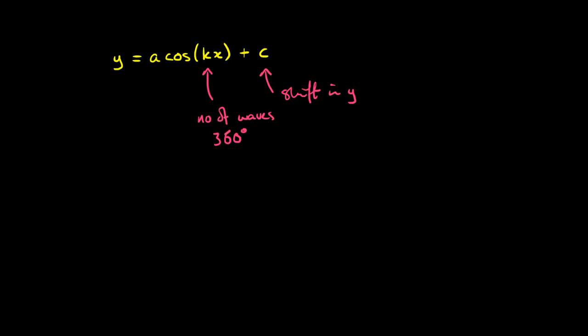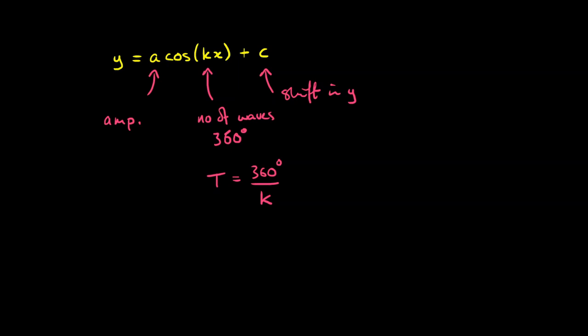Now, this is related to the period, right? Because the period is the size of one wave. So how could we get the size of one wave? Well, we would do 360 degrees divided by the number of waves in 360 degrees, which in this case is k. We could say the time period is 360 degrees divided by k. What's this A here? A is the amplitude.